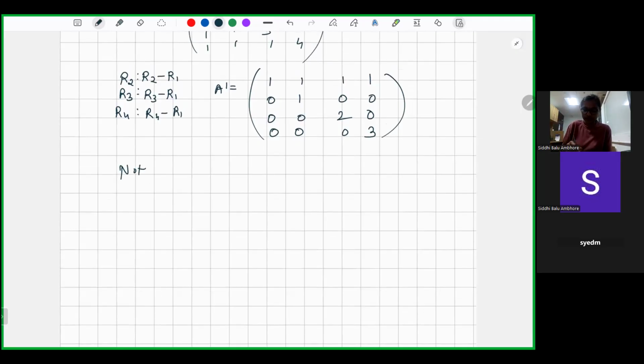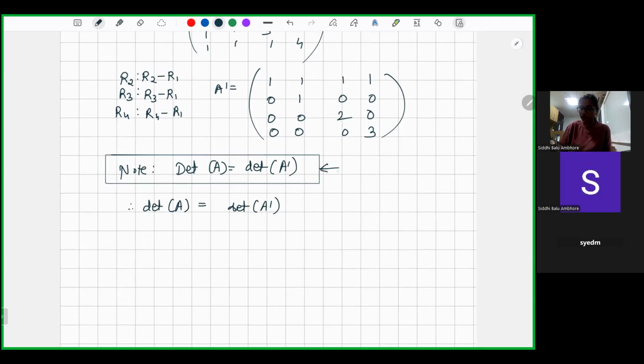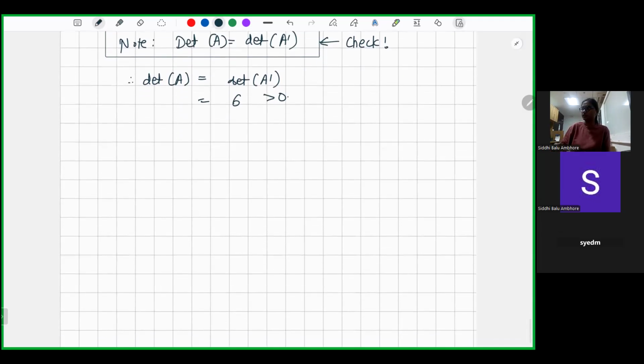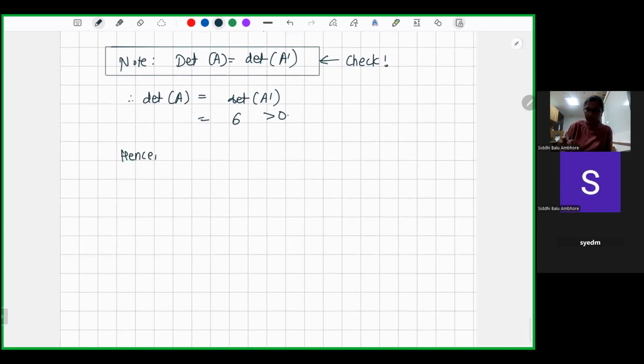So note that determinant of A is equal to determinant of A dash. Okay, so therefore determinant of A is determinant of A dash. Please check this. If you don't know, check this. And it is a diagonal matrix first of all. So the determinant will be just the product of the diagonal, that is 6. And that is definitely greater than 0. So therefore, hence this given basis has the standard orientation.